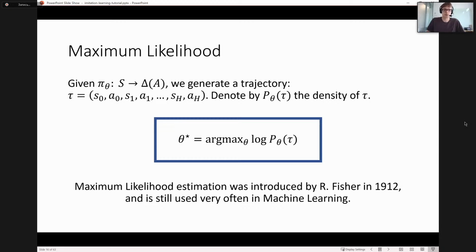And maximum likelihood is a very old concept. It was introduced by Ronald Fisher in 1912. It's a very powerful concept and still used very often in machine learning.